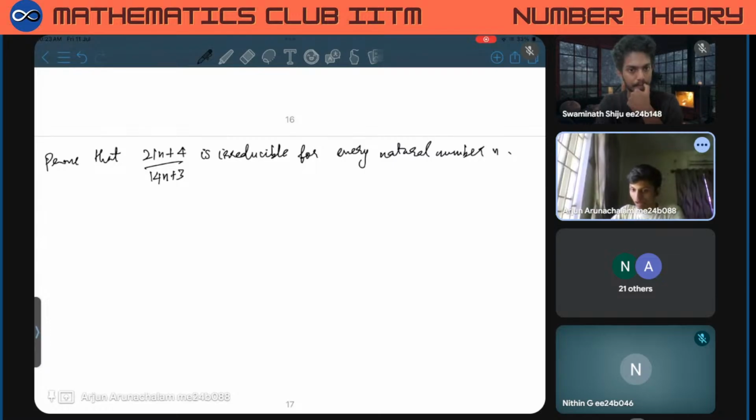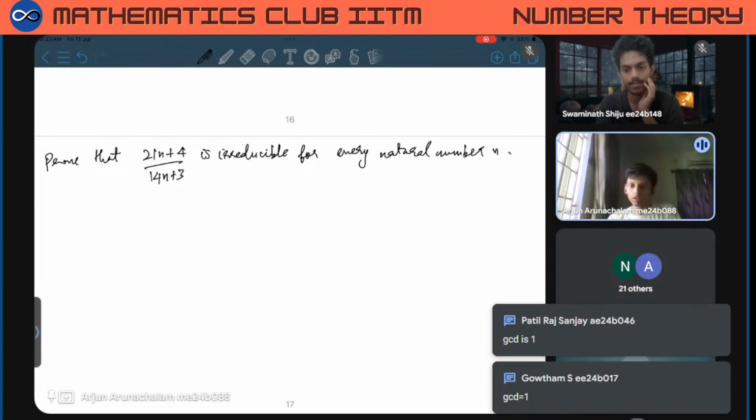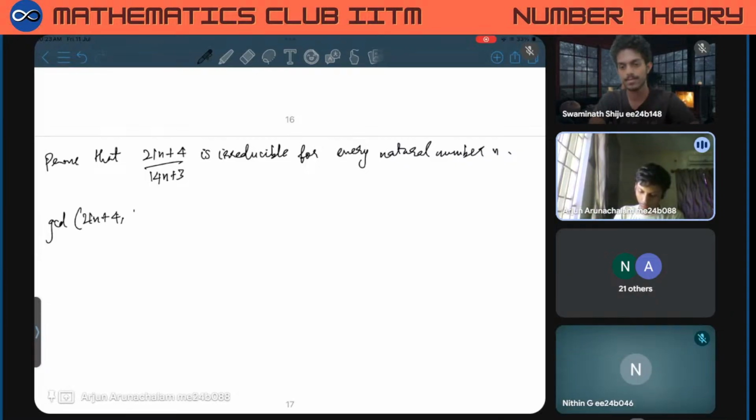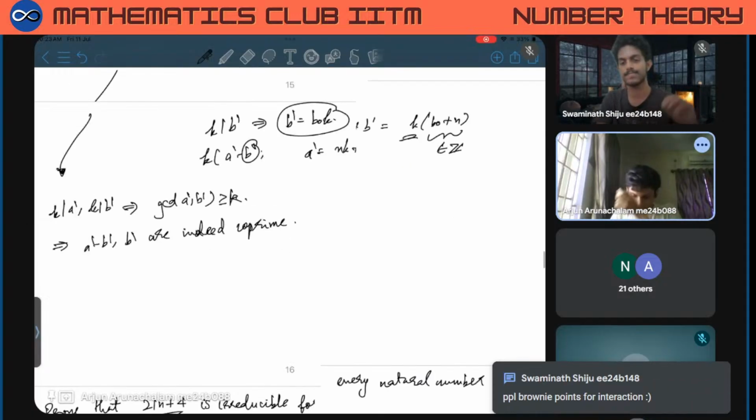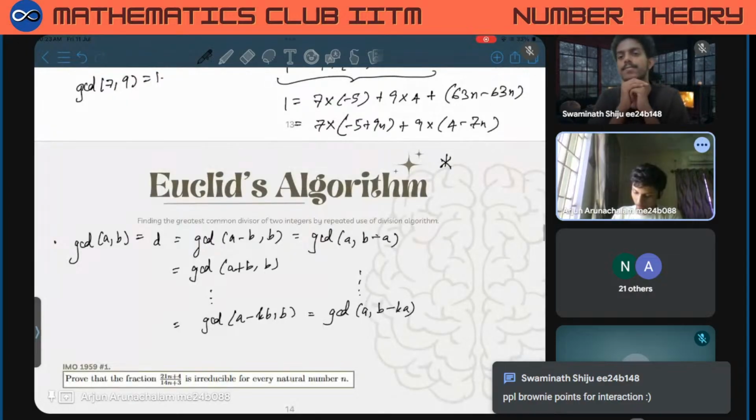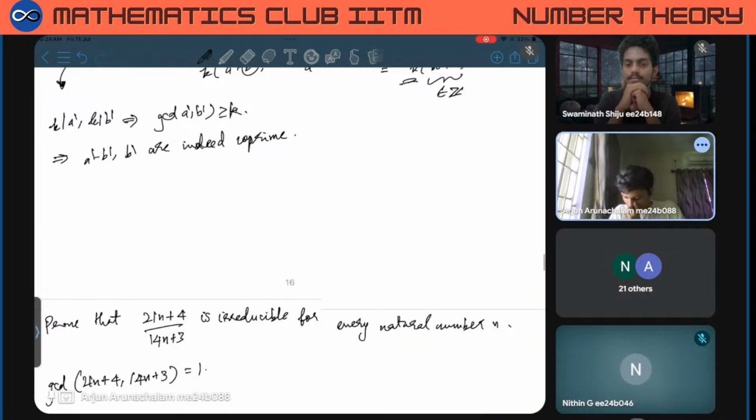So can anyone say what is it that we need to prove to say that the fraction is irreducible? So in what case would a fraction be irreducible? What would be the relation between the numerator and denominator? Yeah. So basically, you need to prove that GCD of 21n plus 4 and 14n plus 3 is equal to 1. So we will go about proving this by this theorem.